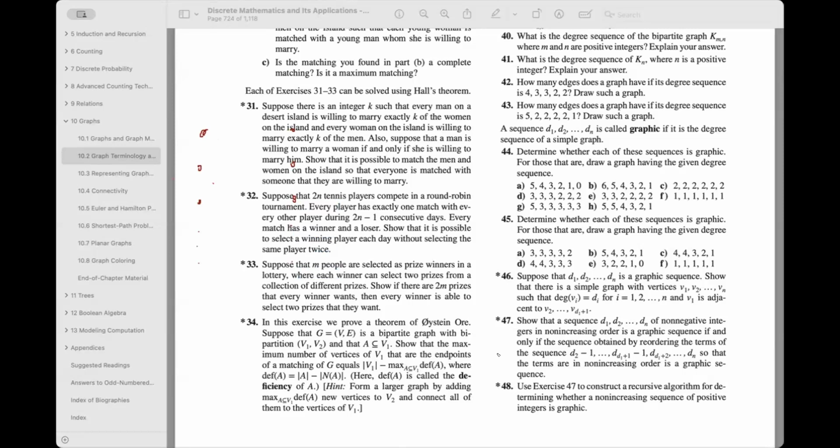Well, it doesn't tell us, because if K is like 2, so a man is only willing to marry 2 women, but if those 2 women aren't willing to marry him, then you can't. Hold on. I think it only matters who the woman is willing to marry, because it says that the man is cool with any woman so long as she wants to marry him.